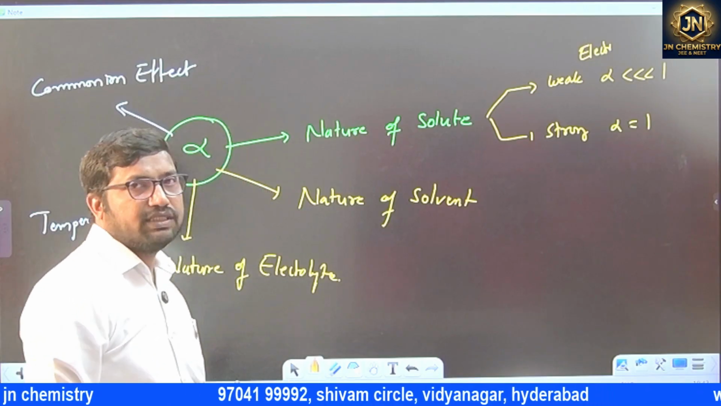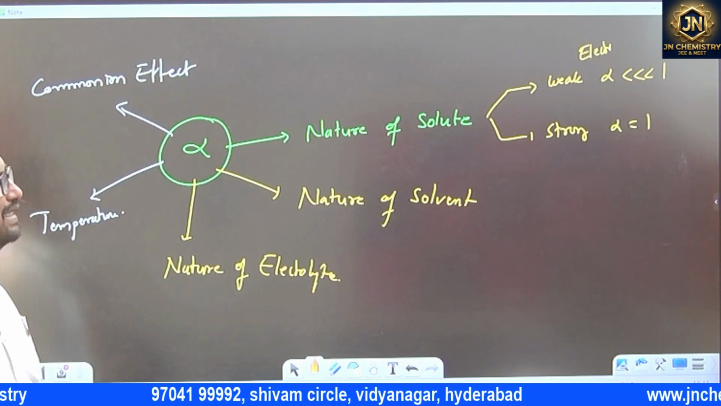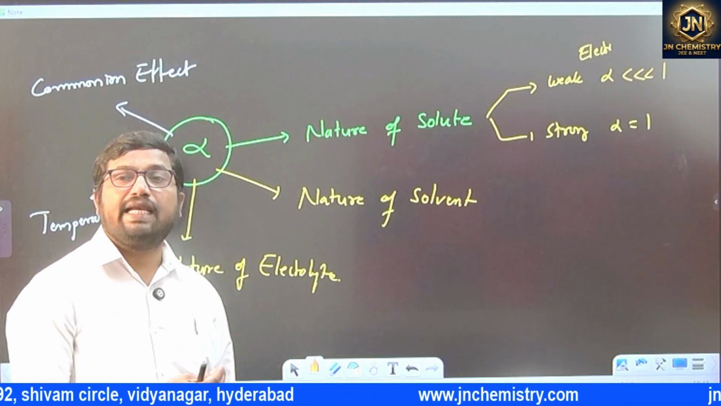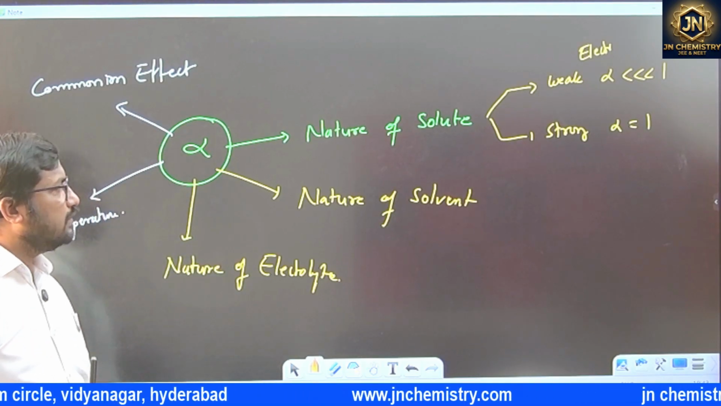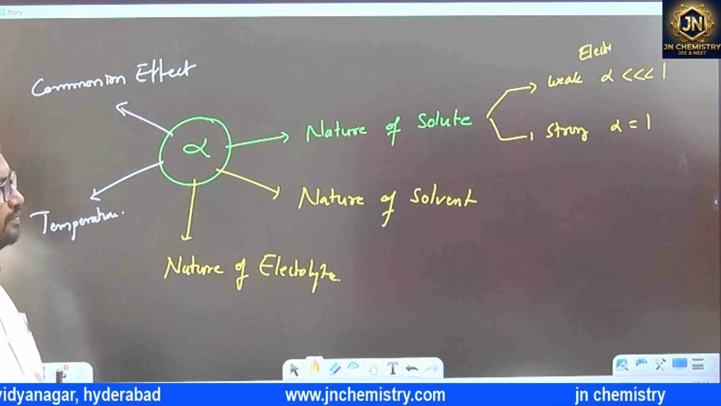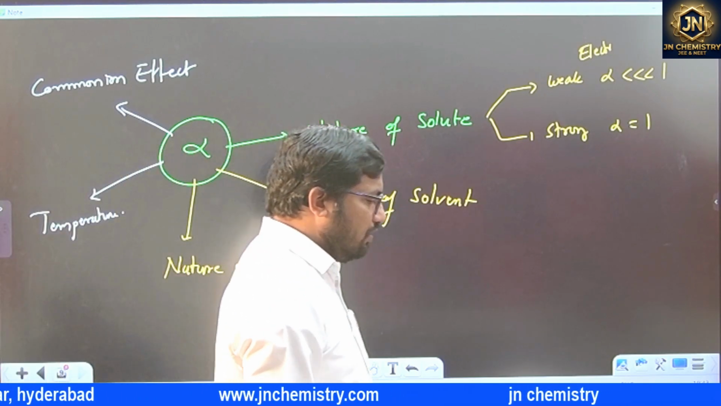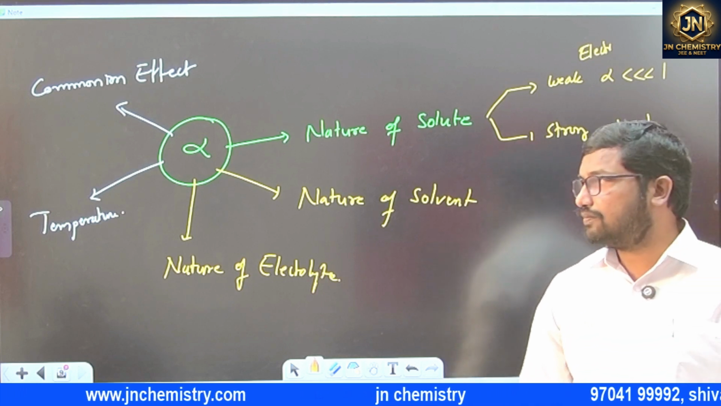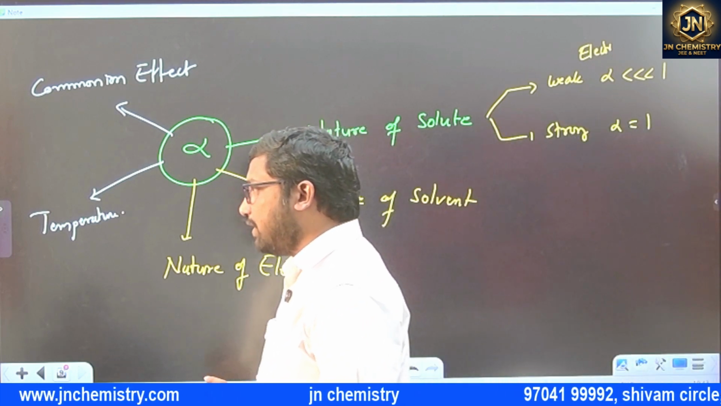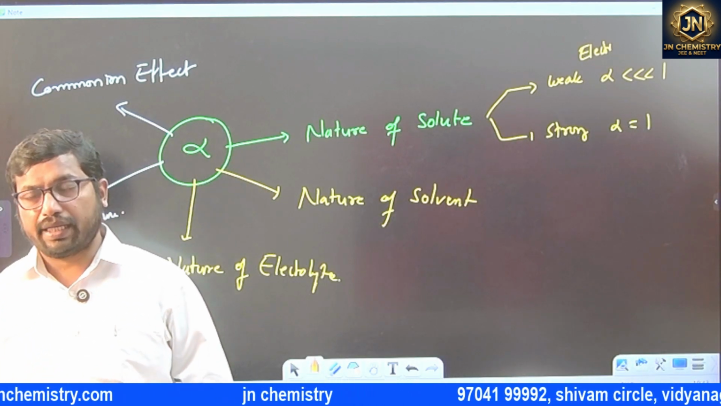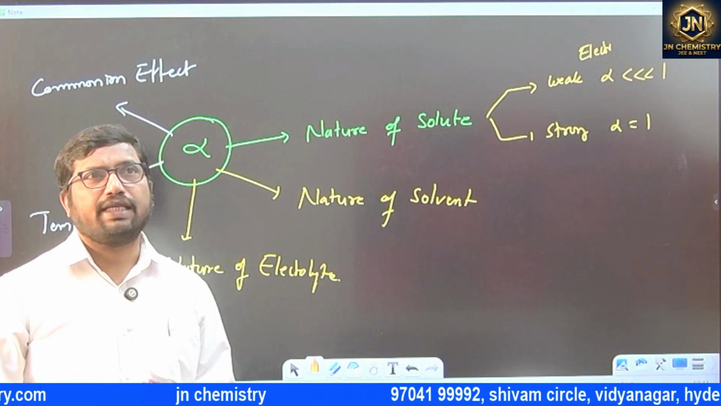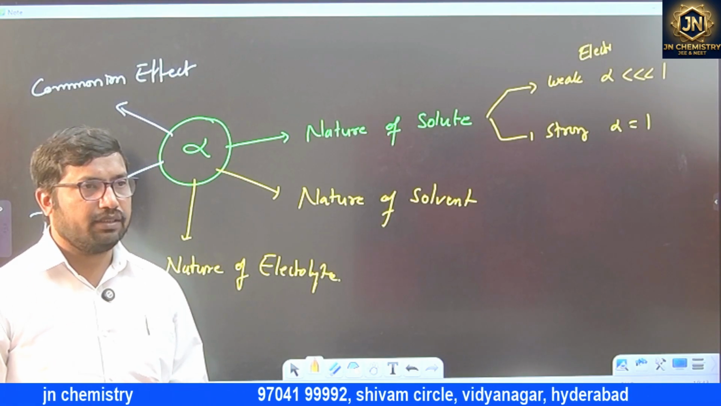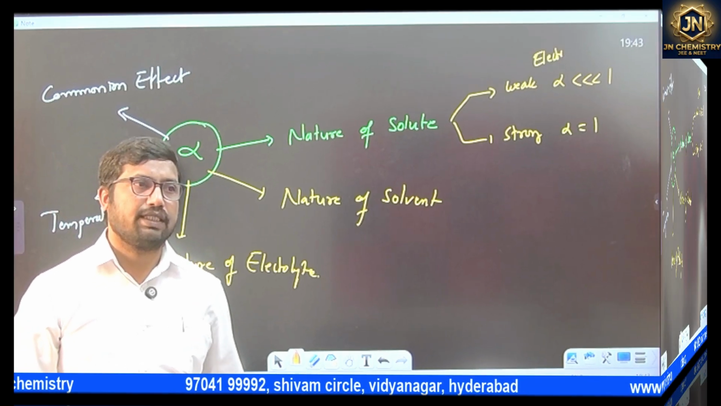Weak cases: alpha is less than 1. Less than 1 means ionization or dissociation is very small. For weak acids and weak bases only, they will give the Ka and Kb values. In the case of strong ones, Ka is not needed because 100% dissociation takes place.